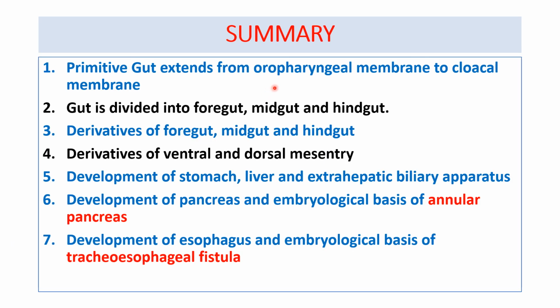Now at the end, let's summarize the lecture. The primitive gut, we saw, extends from the oropharyngeal membrane to the cloacal membrane. The divisions of the gut were into the foregut, midgut and hindgut. The derivatives of each of the foregut, midgut and hindgut must be learnt and remembered. The derivatives of the ventral and dorsal mesentery must be memorized. Development of the stomach, liver and extrahepatic biliary apparatus was done.